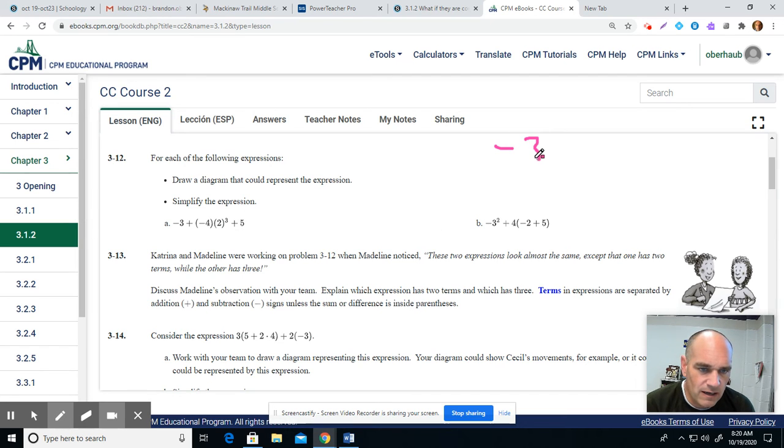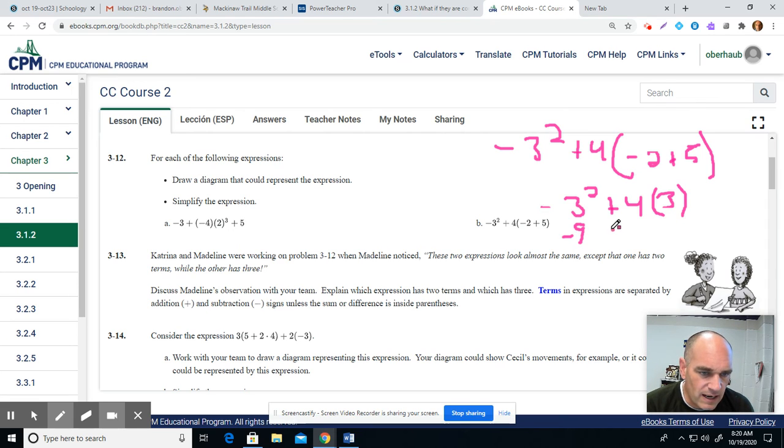So we'll quickly redo it: -3 squared plus 4 parentheses -2 plus 5. All right, so let's see. Once again, we do what's in parentheses first. So I get positive 3, rewrite everything, and then we're back to what we were just talking about, that this squared only goes with the 3. So 3 squared means 3 times 3, which is 9. And then I rewrite everything I haven't used yet. I didn't use this negative symbol, so I bring it straight down, the plus, the 4, and the times 3.